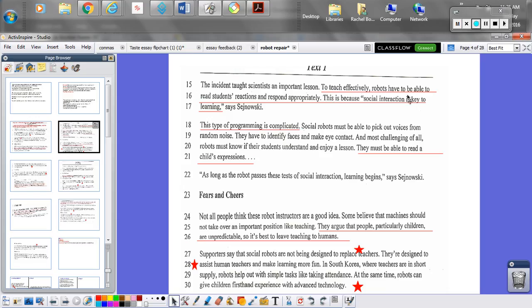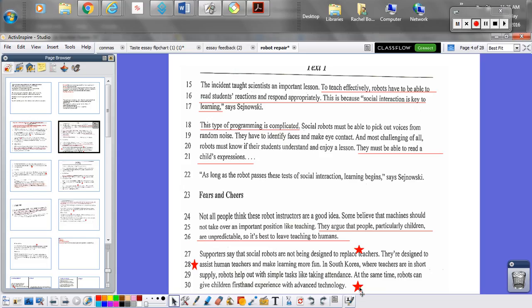So I chose to underline as I read. To teach effectively, robots have to be able to read students' reactions and respond appropriately. This is because social interaction is key to learning. I underlined that because I really feel that a robot cannot socially interact well like a human can. I also underlined programming was complicated. I don't think that robots should do human jobs, and it's very complicated to even program them close to what humans would be like. And they must be able to read a child's expression. I underlined that because I think that robots shouldn't do human jobs because they cannot read expressions. And furthermore, that even if they're programmed to try, children are unpredictable.